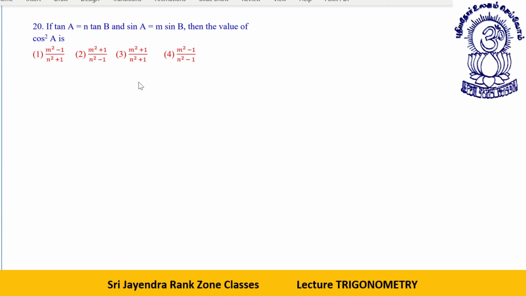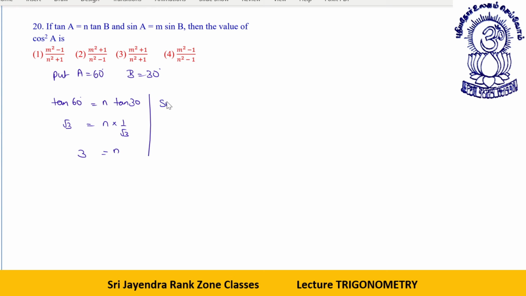This is a very, very good question. Tan A is equal to n tan B, sin A is equal to m sin B, then the value of cos square A is? We have to solve this question. We can assume some values. Let's say I put A is equal to 60, B is equal to 30. Then let's see what happens. Tan 60 degree is equal to n into tan 30 degree. Tan 60 degree is root 3, n into 1 by root 3. So n is equal to 3.